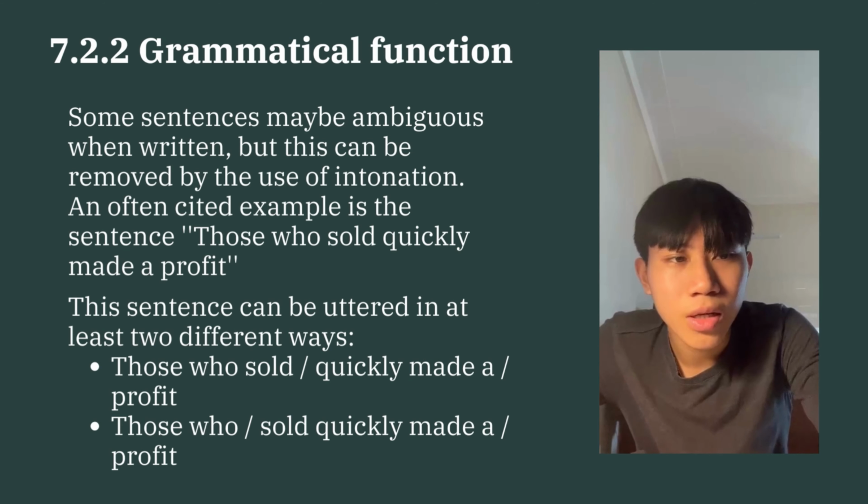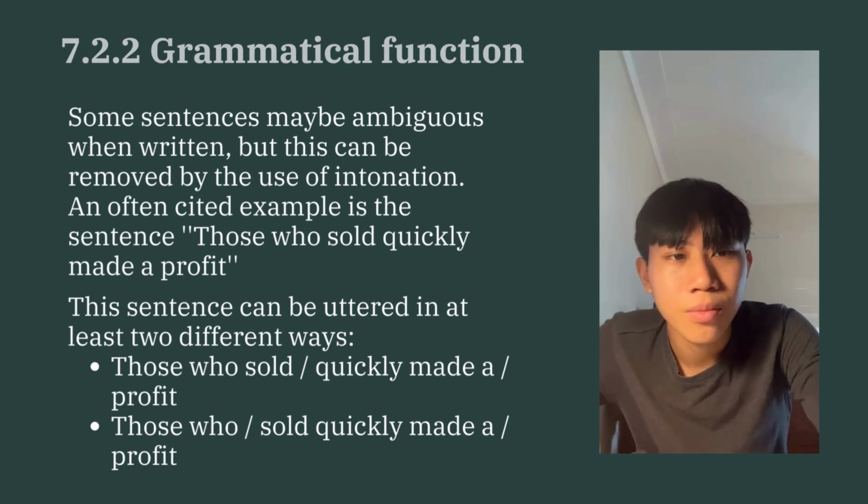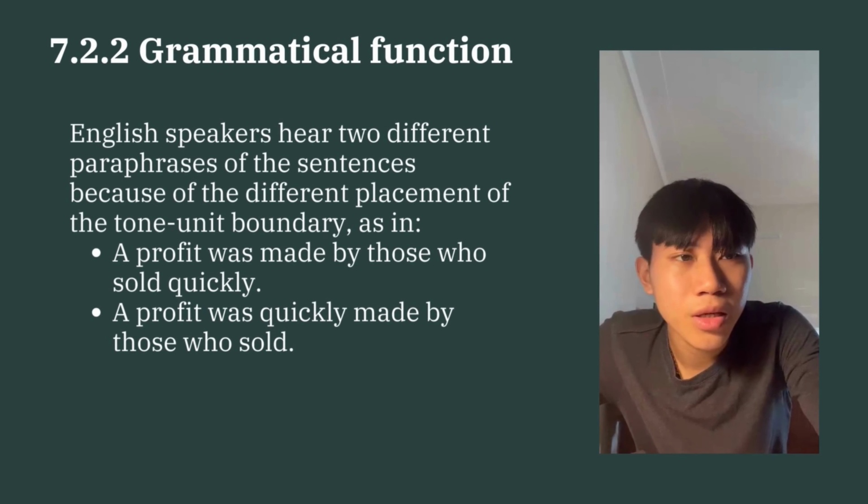Those who sold quickly made a profit, and those who sold quickly made a profit. English speakers hear two different paraphrases of the sentences because of the different placement of the tone unit boundary, as in, a profit was made by those who sold quickly. A profit was quickly made by those who sold.